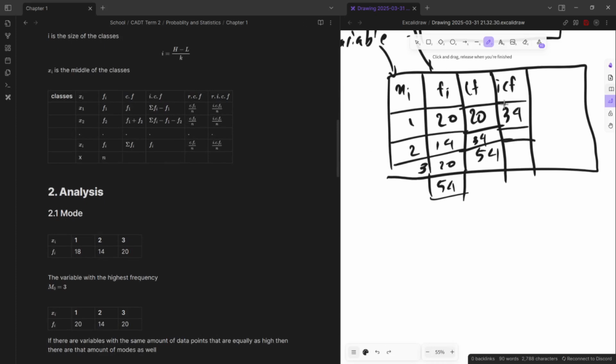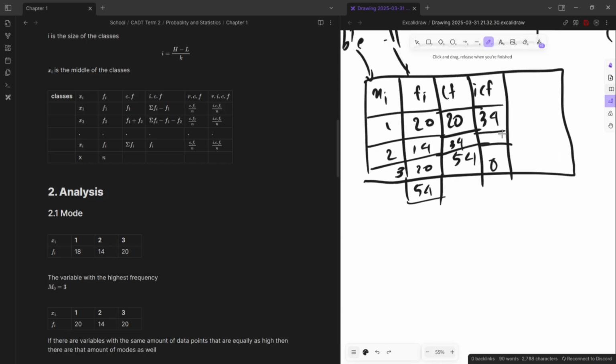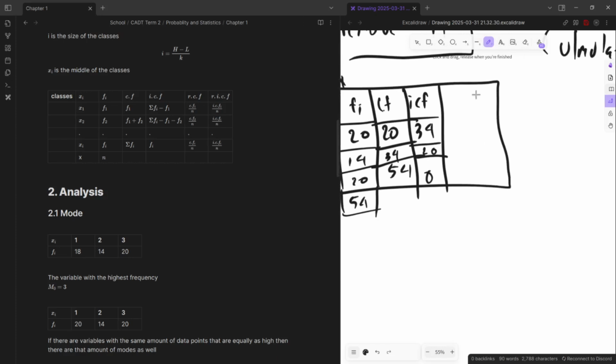Something not like that, I guess. Maybe it is like that. Maybe I am tripping. But it's something along these lines. 54 minus 20 looks about right. Does it? No, it doesn't. Yeah, I don't know. I don't care.